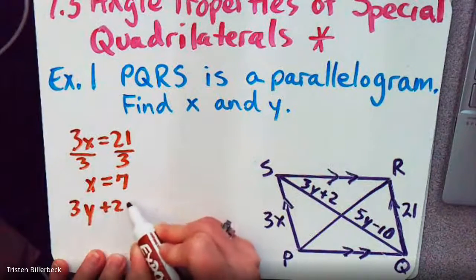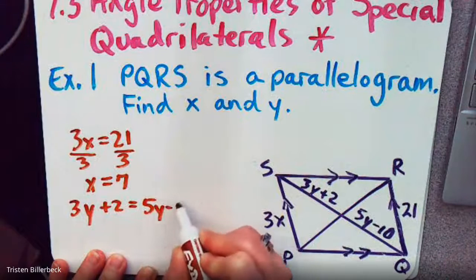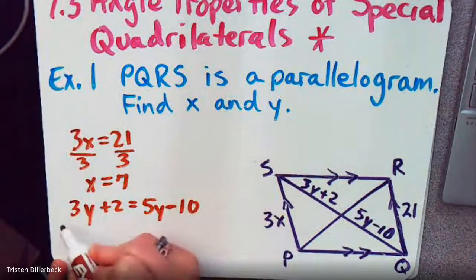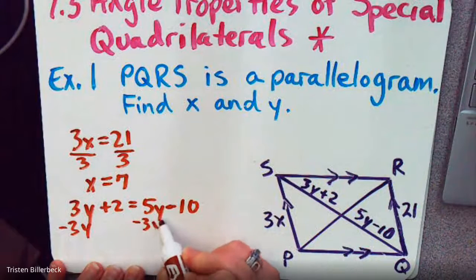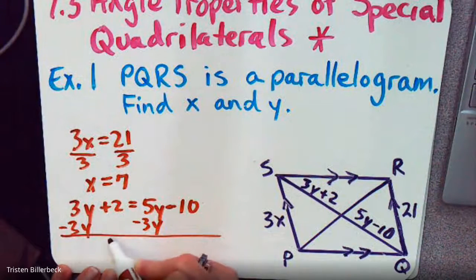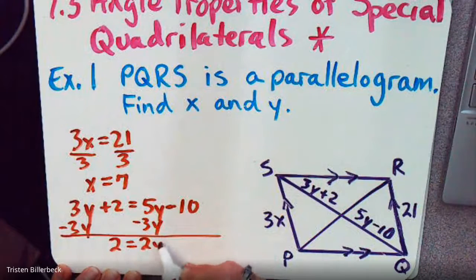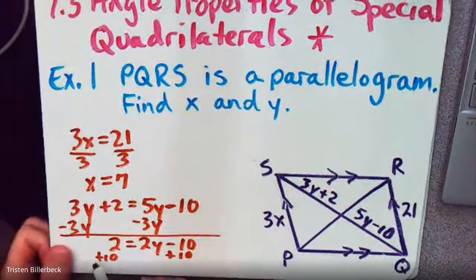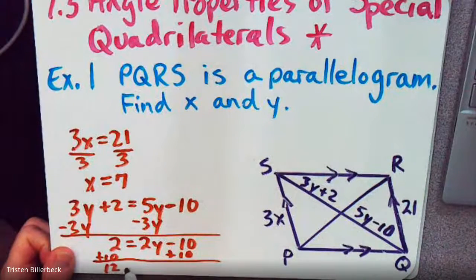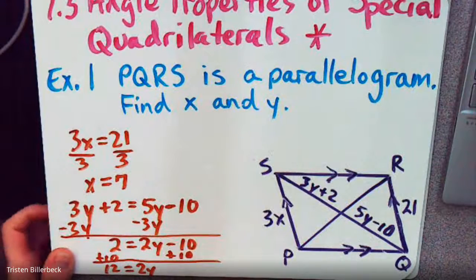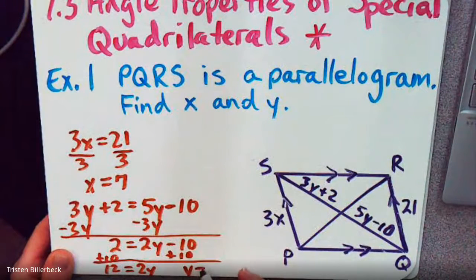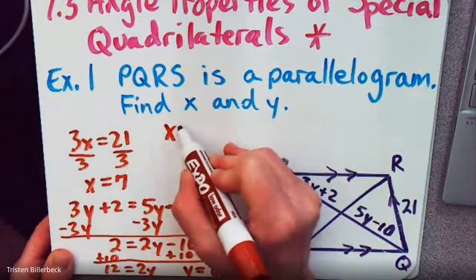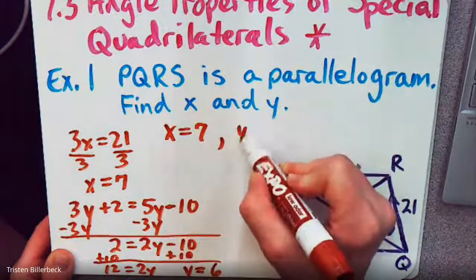3y plus 2 equals 5y minus 10. We subtract the 3y using an additive inverse, and we get 2 equals 2y minus 10. Add 10 to both sides, and we get 12 equals 2y. Now, when we divide both of those terms by 2, we get y equals 6. So 2 times 6 would be 12. So our answer is x equals 7, y equals 6.